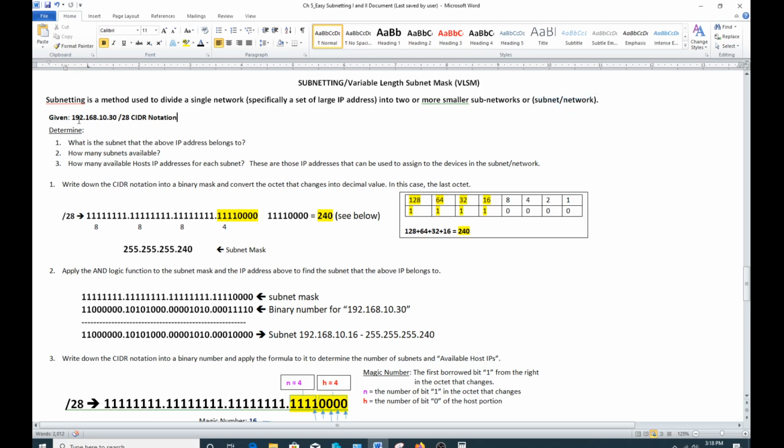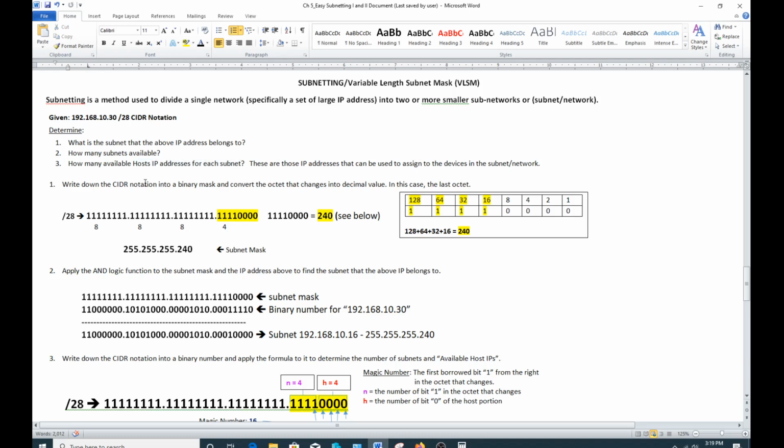Assume that we are given an IP address of 192.168.10.30 with a /28 CIDR notation. We need to find the subnet that the above IP address belongs to. We need to find out how many subnets are available, and we also need to find out the host IP addresses available for each subnet, meaning those IP addresses that we can use to assign to a network device in that subnet.